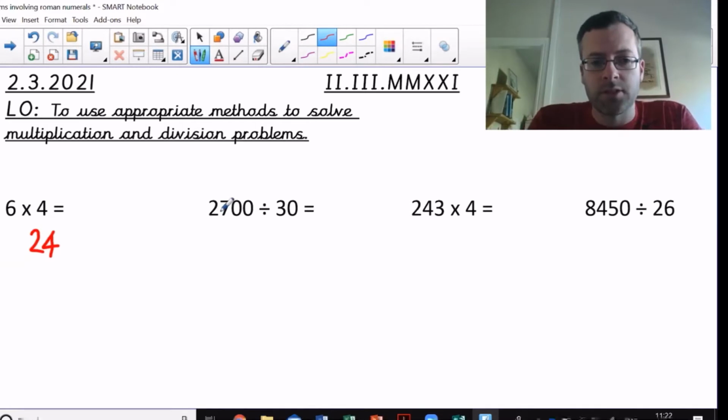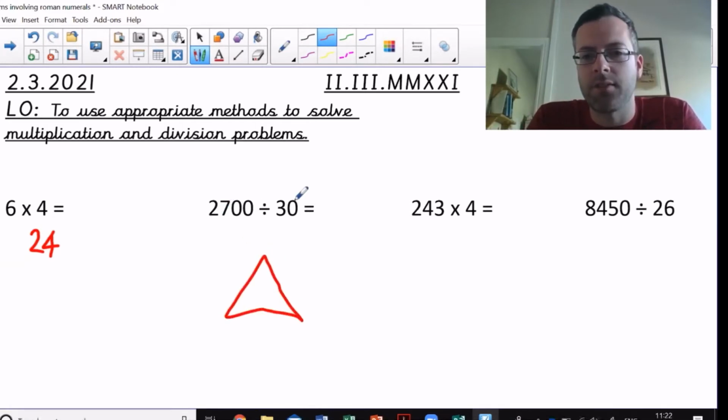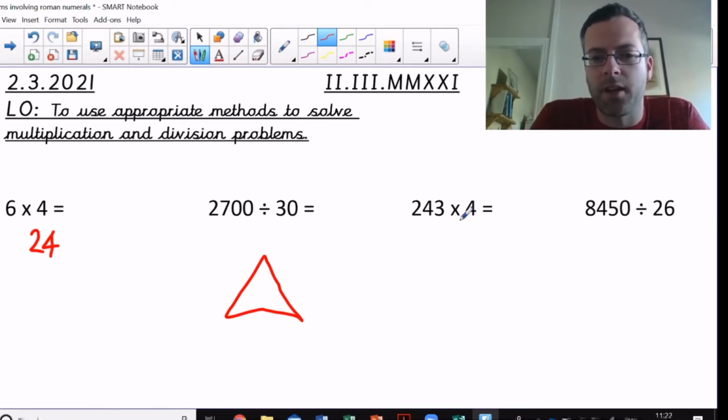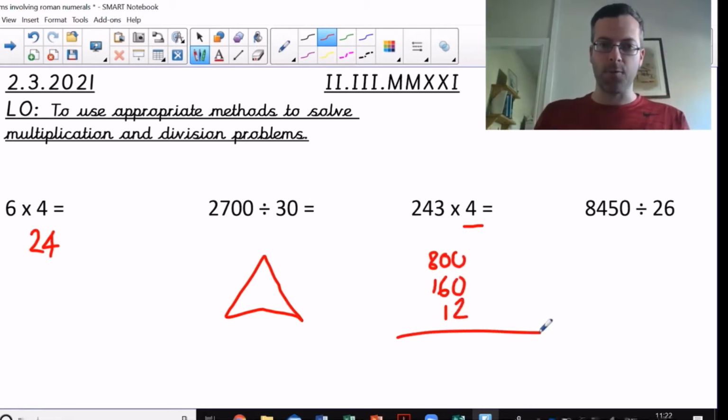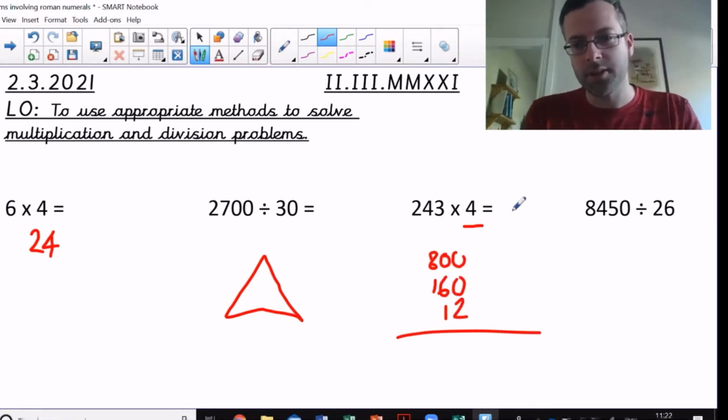This one, 2,700 divided by 30. Well, some of us are thinking, well, that looks a lot like 27 divided by 3, so I'm going to use a multiplication triangle. I would be doing that something like this. Some of us might use a formal written method, but some of us might go, well, actually, I'm timesing by 4, so I can double it and double it again. Or some of us might go, well, 200 times by 4 is 800, 40 times by 4 is 160, and 3 times 4 is 12, and then put them together to find your answer. Different methods, but there are methods, and I want to see them.